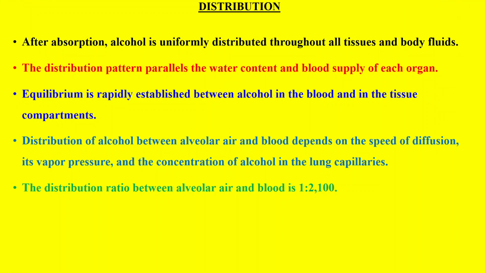Then distribution. As we have already discussed, being lipophilic and water soluble, it just crosses every compartment. It is equally distributed in every compartment of the body, either the water soluble compartments or the blood-brain barrier, like the lipophilic barrier of the brain. It even crosses that. So the distribution ratio between alveolar air and blood is 1 to 2100.